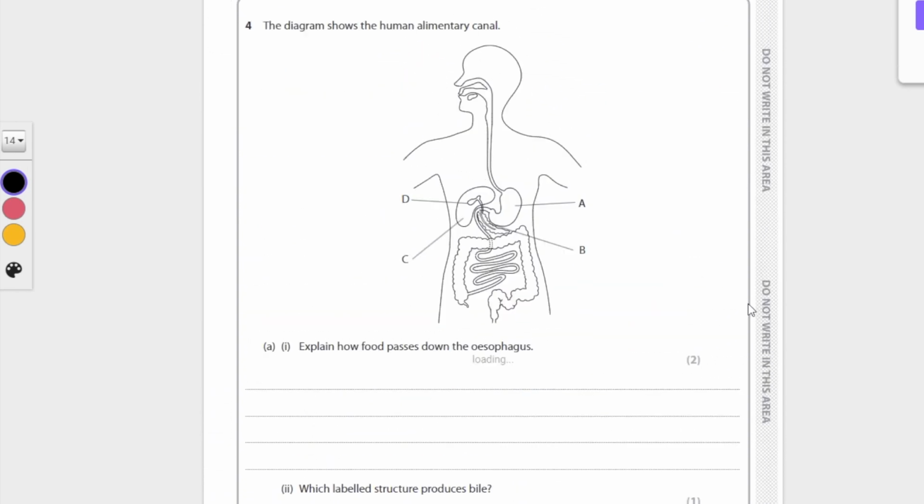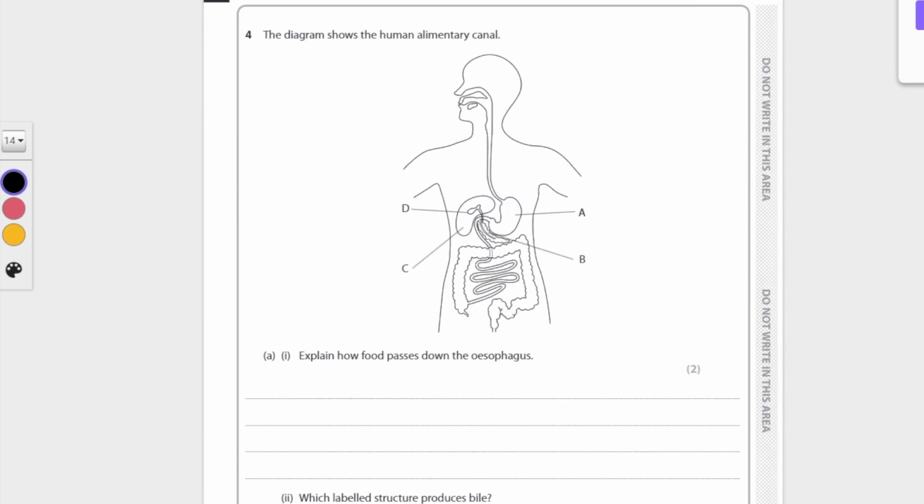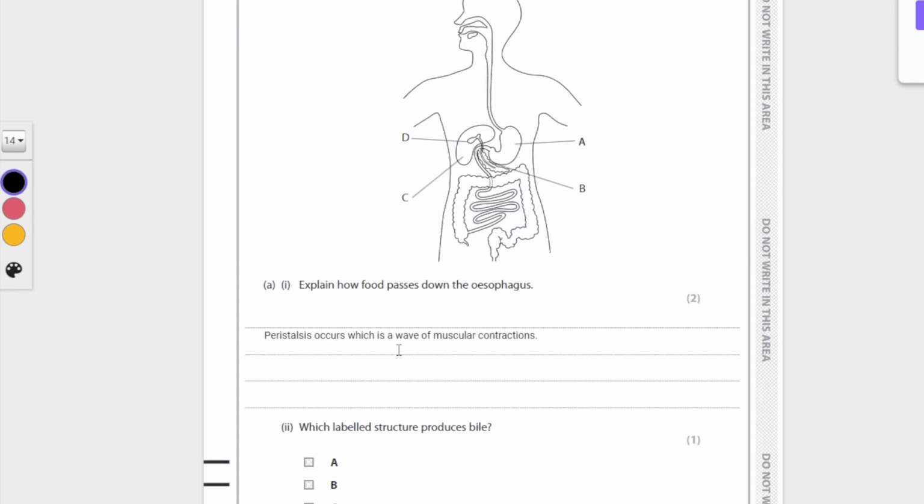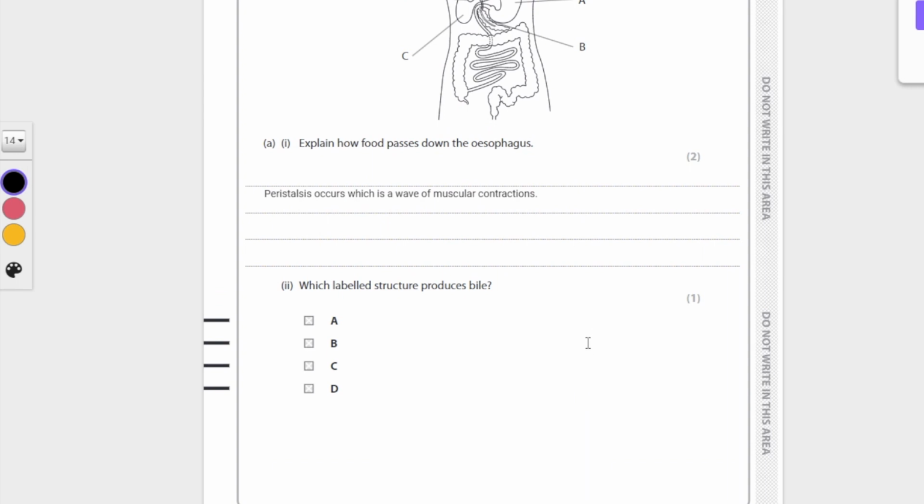Okay, question 4. The diagram shows a human alimentary canal. Explain how food passes through the esophagus. Well, the esophagus, we all know that lovely word peristalsis. Peristalsis occurs, which is a wave of muscular contractions. Make sure you say contractions, because that's a very relevant point. Okay, so peristalsis occurs, waves of muscular contractions.